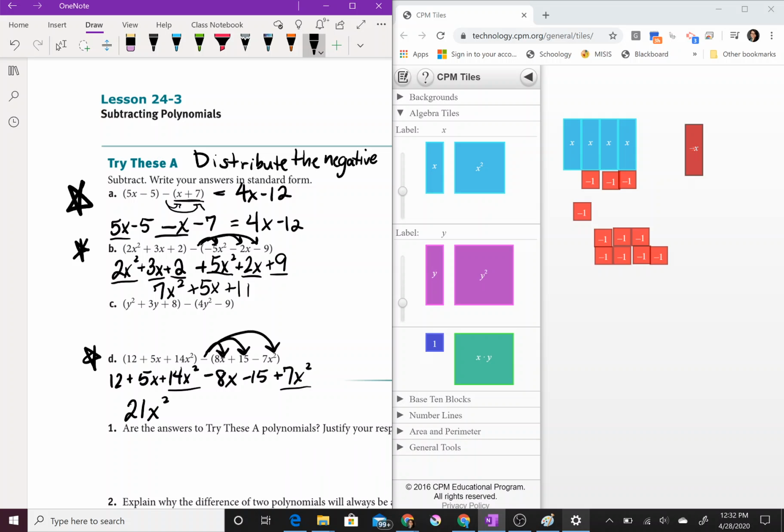After that, I have 5x and negative 8x. That'll make 3x. And 12 minus 15, that makes negative 3. Okay? Now, if you have it in any other order, say for example, negative 3 minus 3x plus 21x, that's still a polynomial. It's just that it's not in standard form. Get into the practice of writing your final answer in standard form, so that you can see the terms in order with the exponents being from greatest to least.